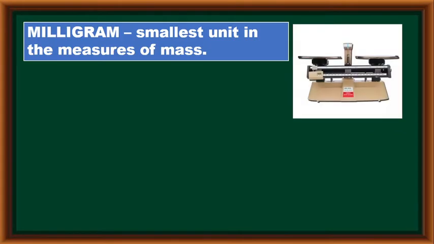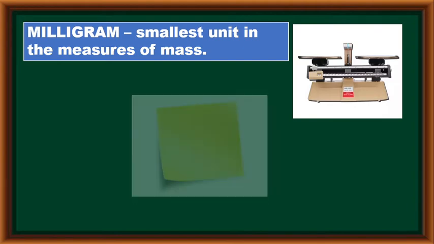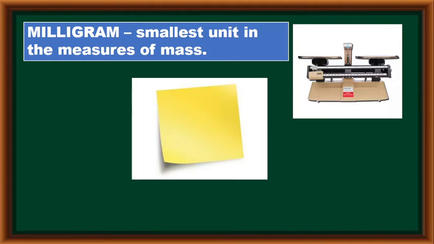Example, milligram. Milligram is the smallest unit in the measures of mass. So, pwede mo siyang gamitan ng beam balance as your instrument to measure an object. Let's say, the mass of a piece of paper. Siyempre, napakagaan, di ba? How light or heavy an object is. We are talking about mass.